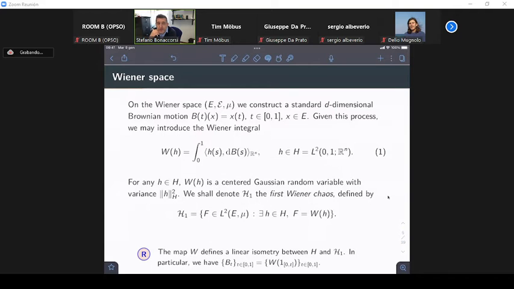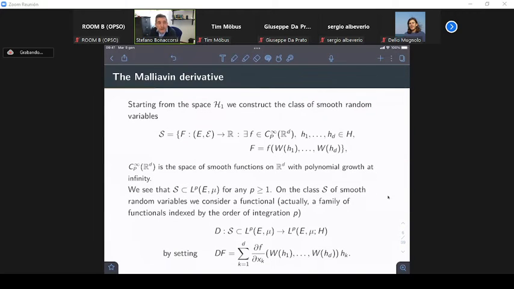In any case, W(h) is a central Gaussian random variable with variance given by the L2 norm. And we define the first Wiener chaos as the set of random variables which are given in this form. Once you have the first Wiener chaos, you can construct the space of smooth random variables, for instance by taking C infinity functions with polynomial growth, or other classes of smooth functions.